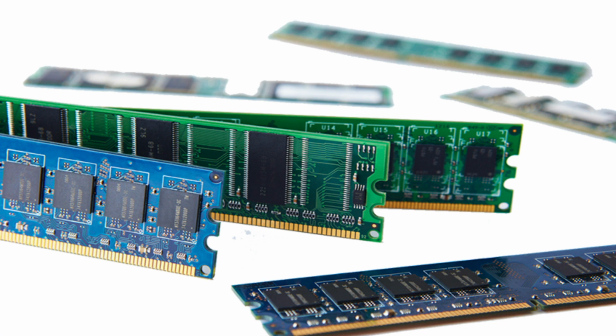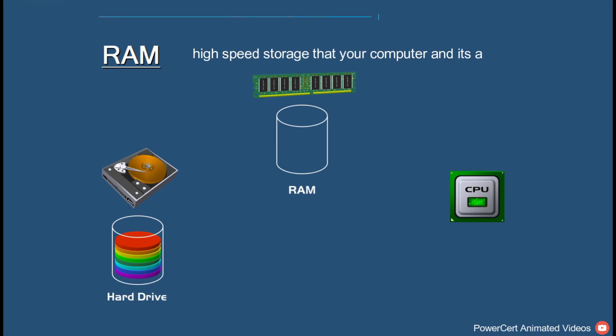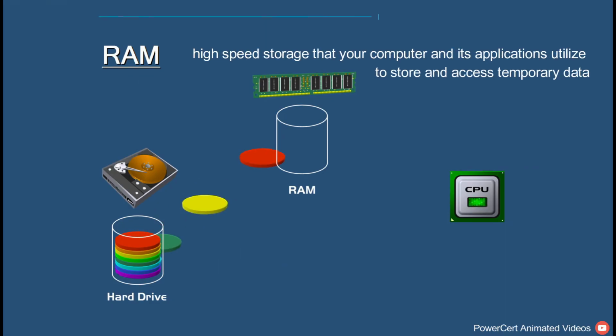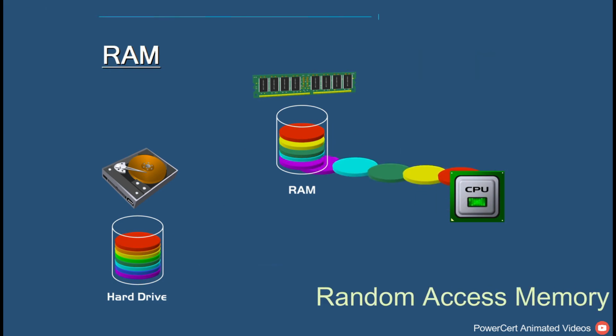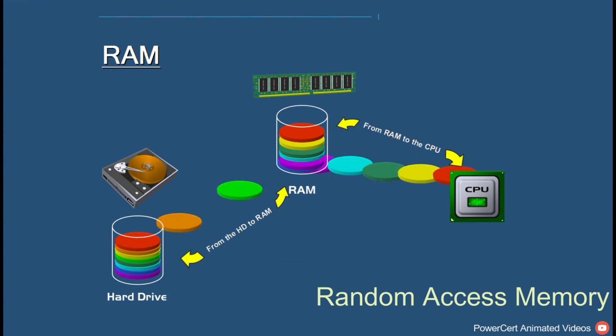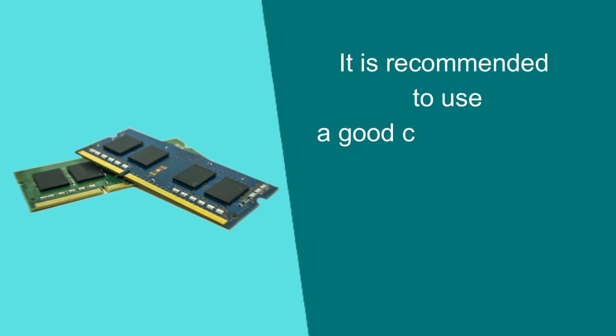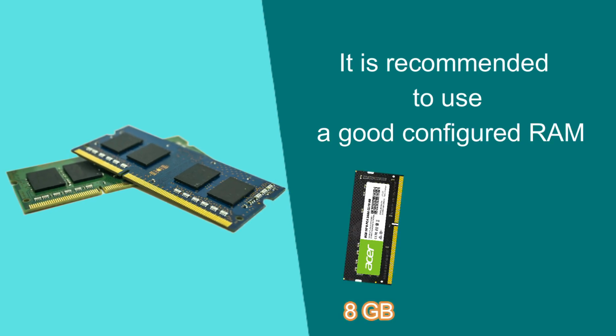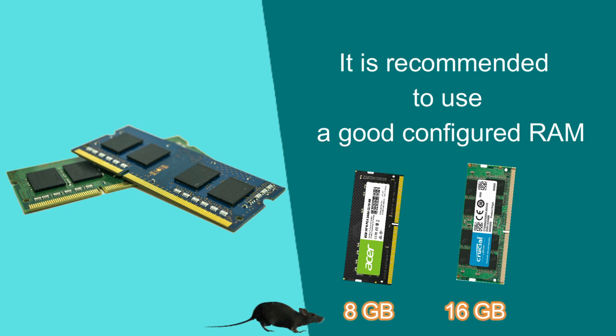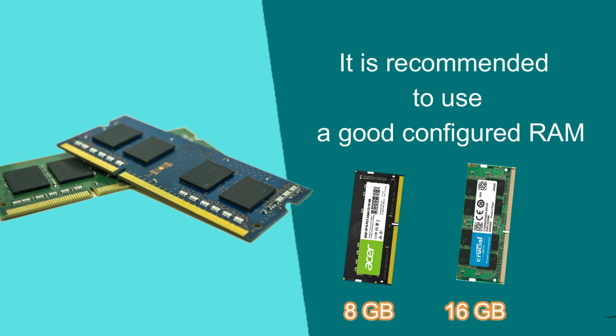Number 2. RAM. The work of RAM is to store the information that the system is actively using so that it can be accessed quickly. It is your system's short-term data storage. The more programs your system is using, the more memory you need. RAM needs to be really fast. So it is recommended to use a good configured RAM, preferably 8 GB or 16 GB, for the best performance of any company.